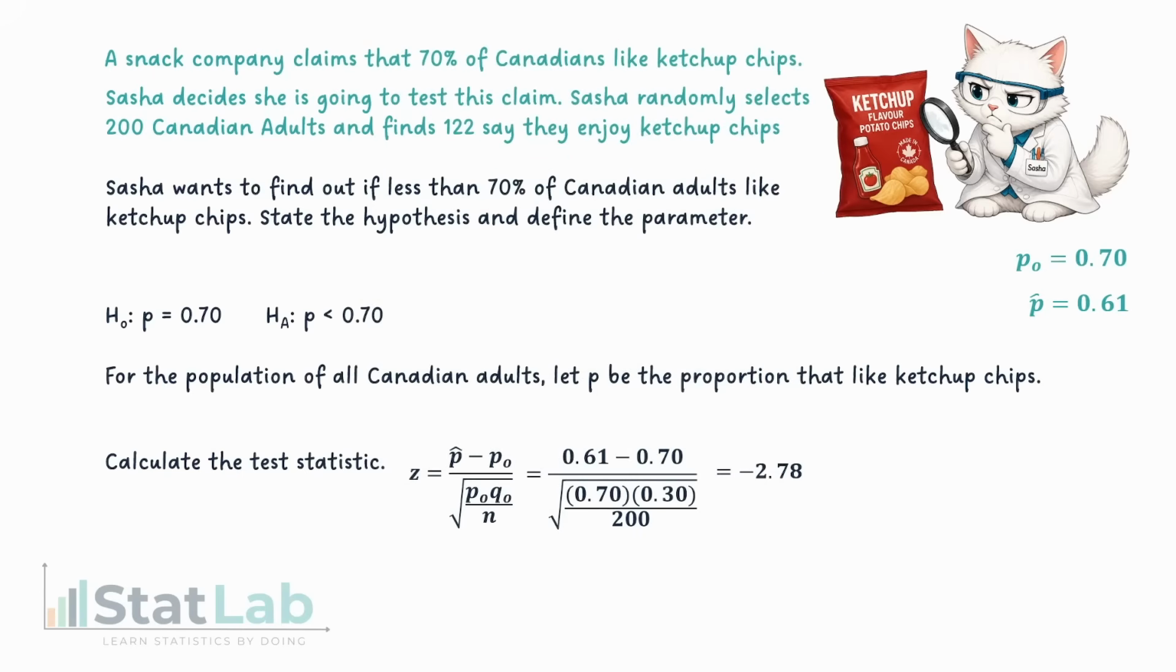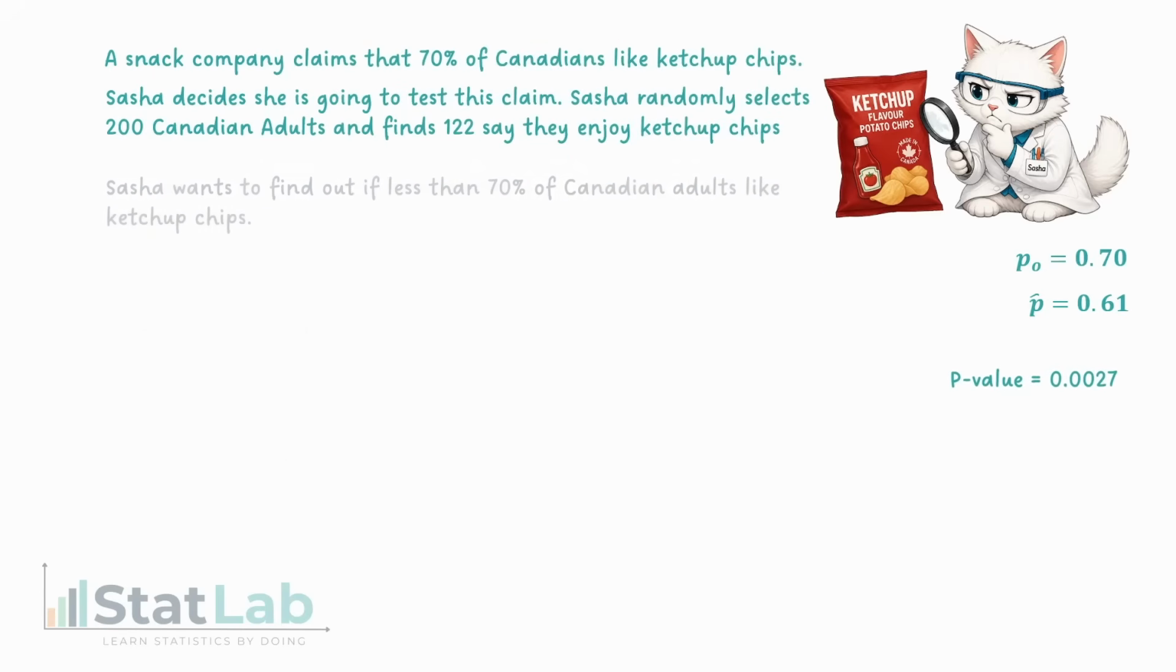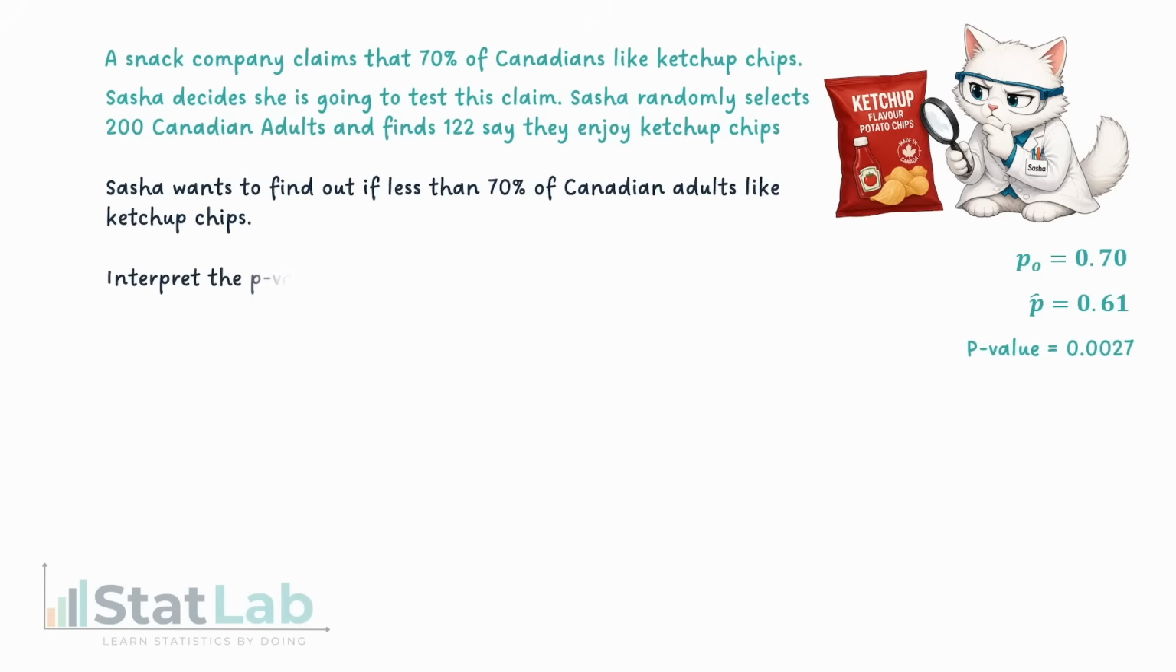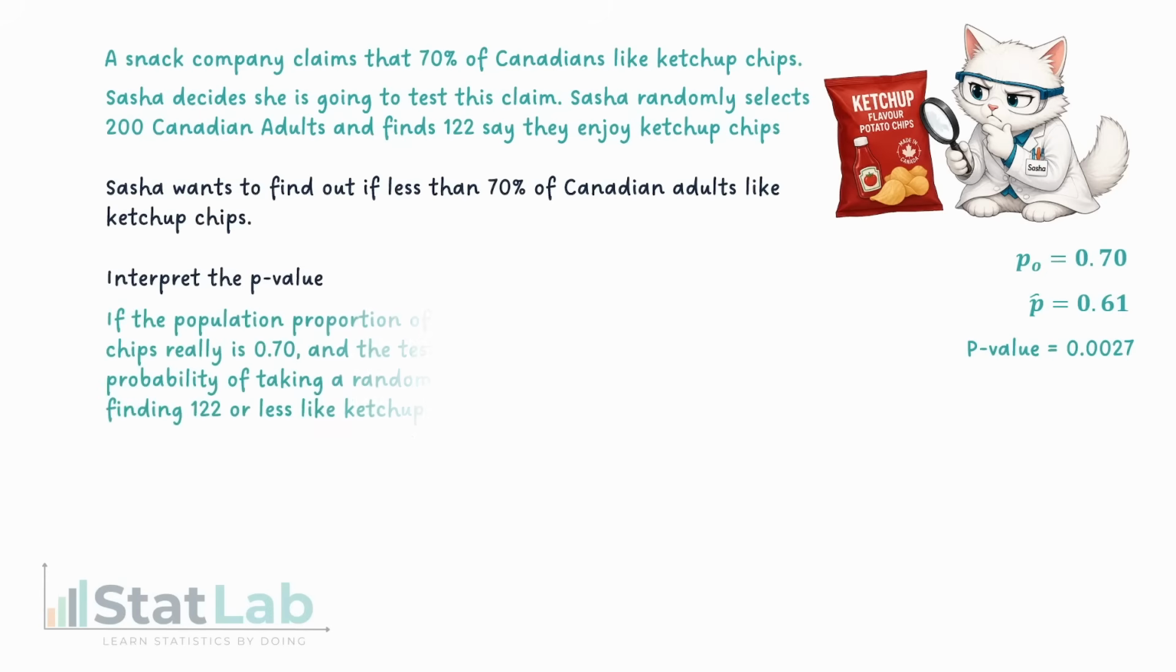0.0027. Okay, so now that we have our p-value, let's go ahead and interpret that p-value. This is one of those very specific answers where they want very specific things stated, so let's go through exactly how this should sound.